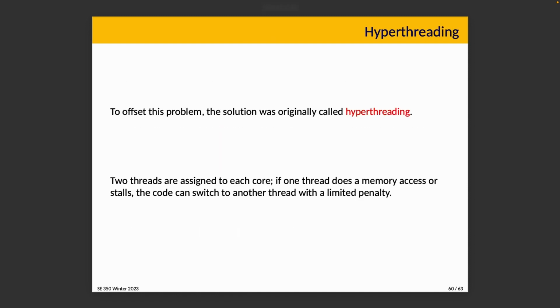This other solution is originally called HyperThreading, or at least that's what Intel called it. Whether you want to call it something else is kind of up to you. And what we're going to do is assign 2 threads to each core. Each thread is running independently, and from the point of view of the operating system, it's treated as if there are 2 cores. But if one thread does a memory access or stalls, the code can switch to the other thread that's ready with a limited penalty.